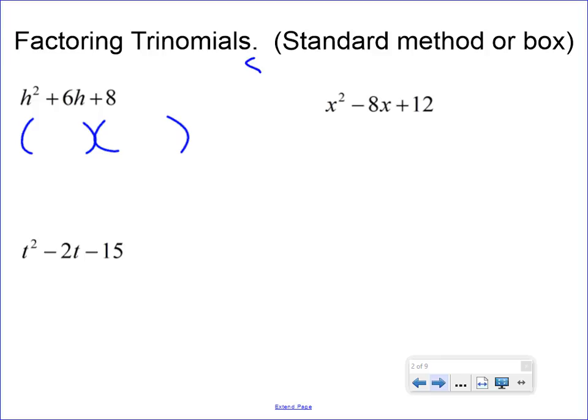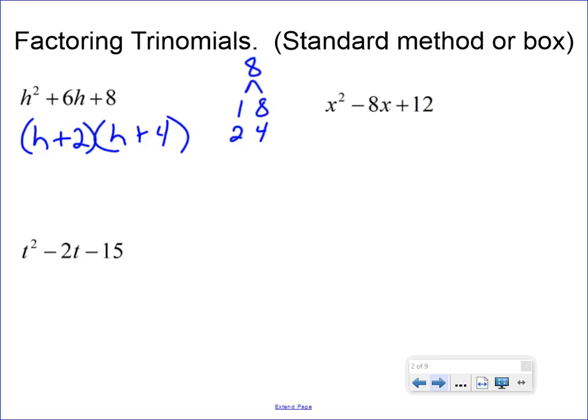So what we're really thinking is factors of 8. If you look at factor pairs, 1 and 8, 2 and 4, and then you just ask yourself, which ones of those add up to a 6? In this case, it would be the 2 and the 4. So I can factor this into h plus 2 and h plus 4.